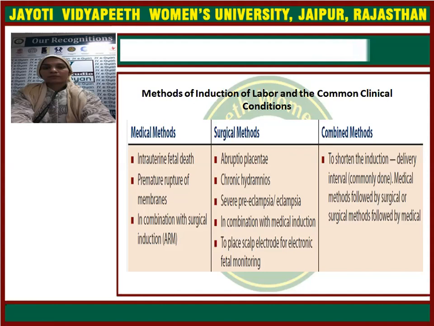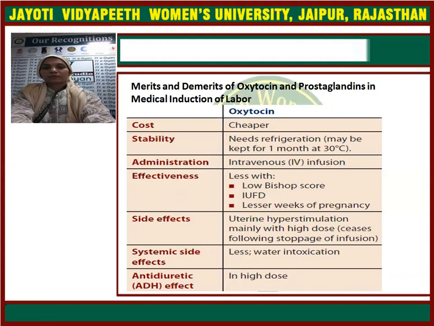Surgical methods are generally done in placenta previa, chronic hydramnios, severe preeclampsia and eclampsia, in combination with medical induction. Placing a scalp electrode for electronic fetal monitoring is important, and it has to be done where surgical methods are indicated. Combined methods are used to shorten the induction-delivery interval; medical and surgical methods both are combined.